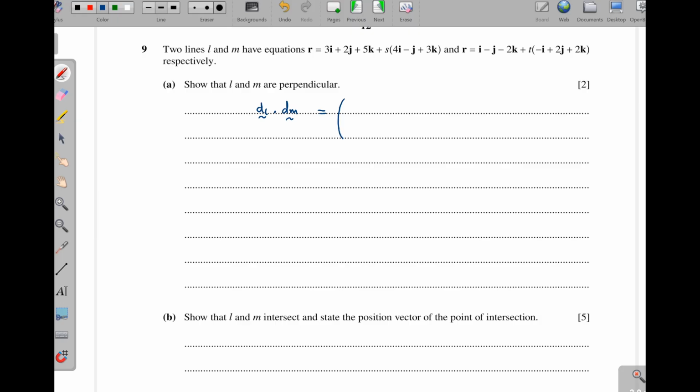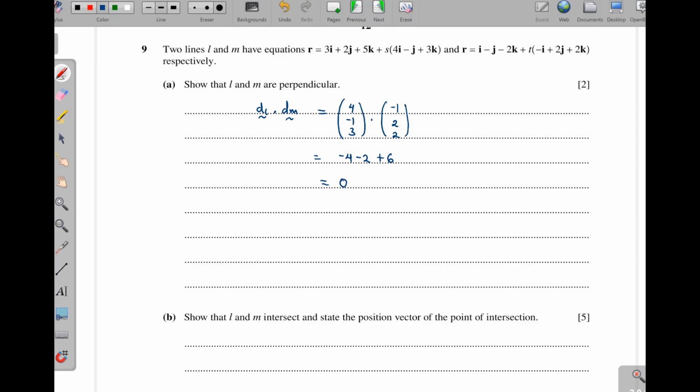So the direction vector of L is this one here, which is 4, negative 1, 3. And then the direction vector of M is this one here, which is negative 1, then 2, and then 2. Now, we multiply 4 times negative 1, that will be negative 4. Then negative 1 times 2, that will be negative 2. And then 3 times 2, that one will be a positive 6. This is negative 6, then plus the 6, we get 0.